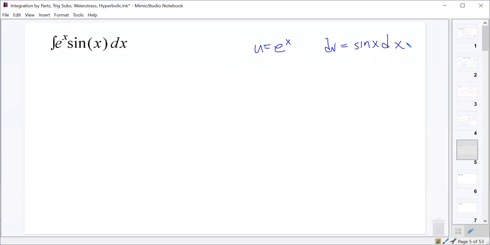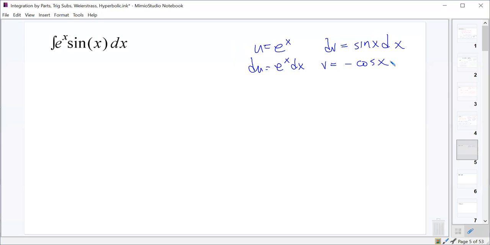Because we could integrate either one of those, right? And we could also differentiate either one of those. So maybe it doesn't matter which way we go this time. What is du? e to the x dx. And what is v? Cosine x. No. Negative cosine x.